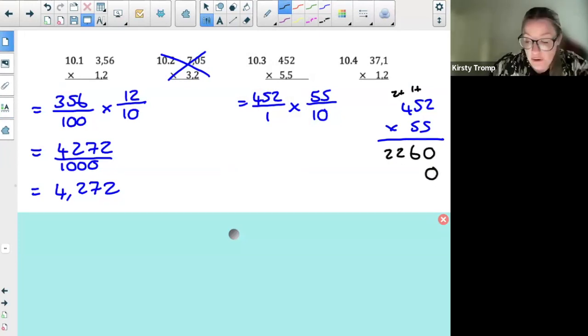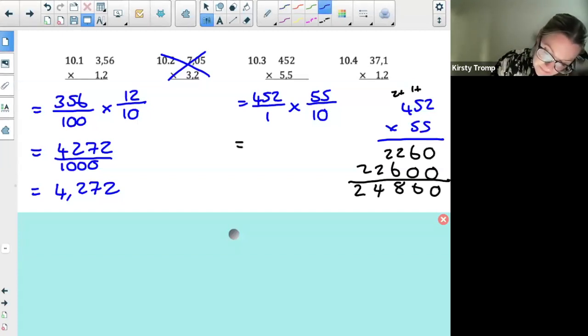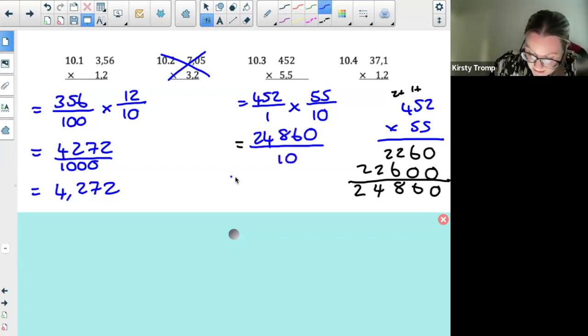I put my 0. I've got to say 5 times this whole sum again, or I can just go and say 0, 6, 2, 2. Same thing. Okay, ma'am. Right. Then what am I going to do? I'm going to add them together. So 0, 6, 8, 4, 2. Okay, so my final answer is going to be 24860 over 10. Cancel, cancel.